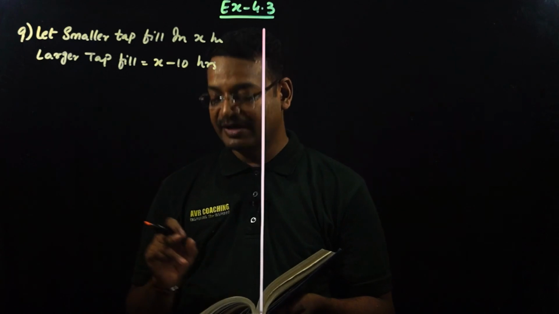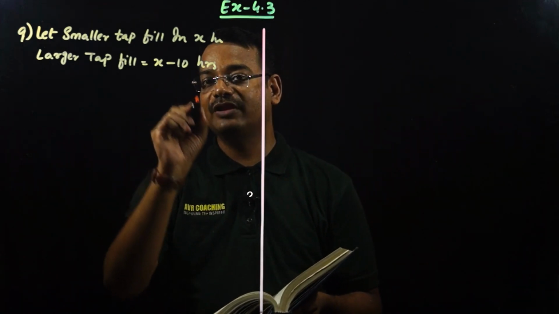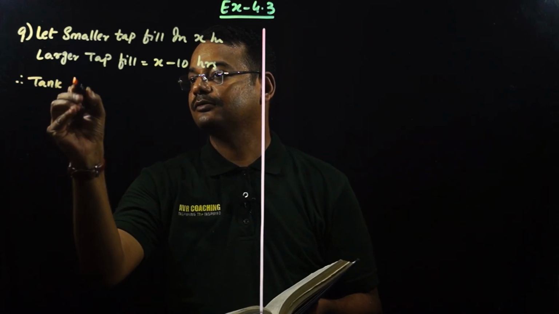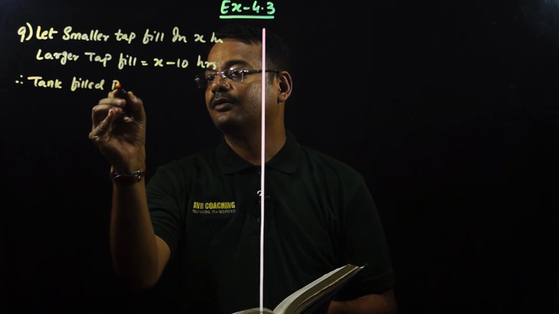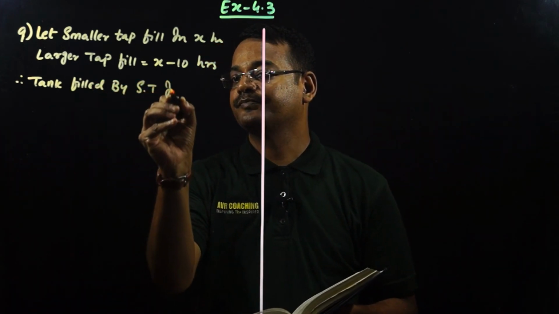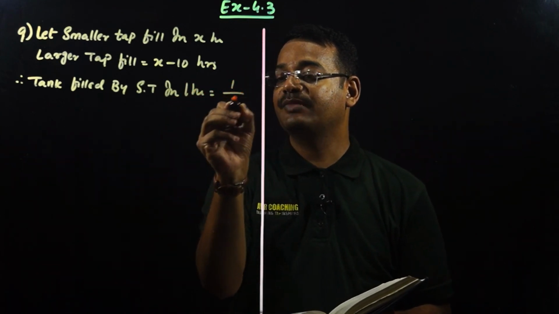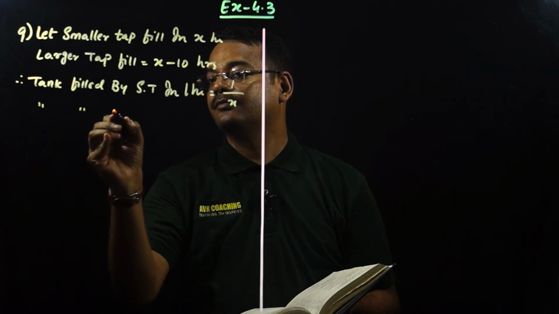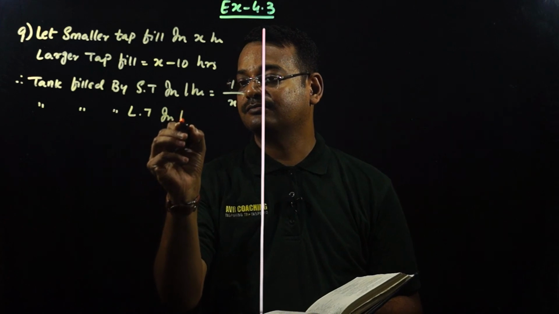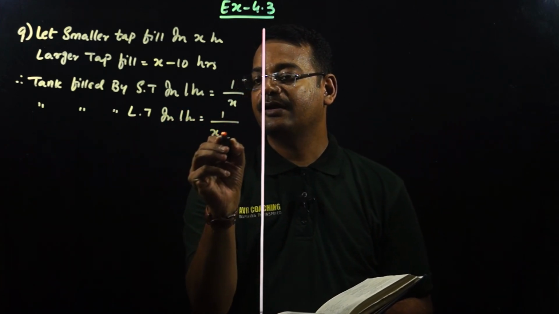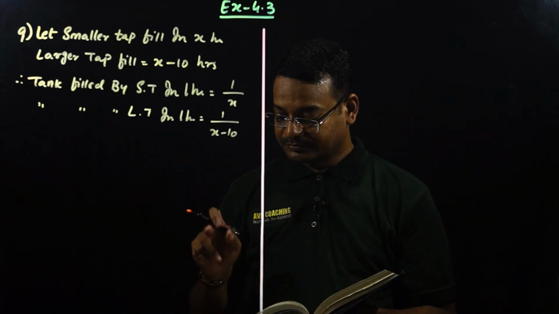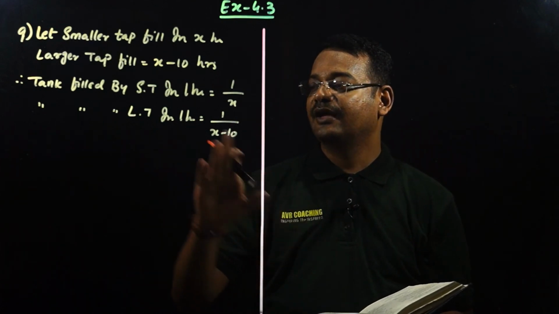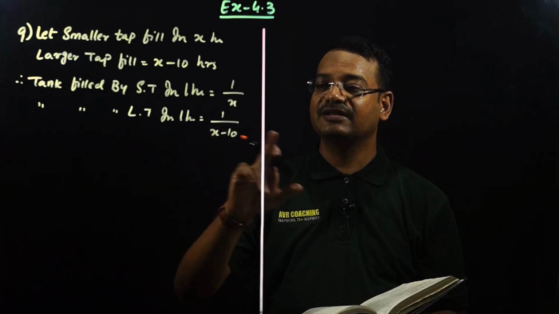Now the tank filled by the smaller tap in 1 hour is equal to 1 by x, and therefore the tank filled by the larger tap in 1 hour is equal to 1 by x minus 10. So in 1 hour, the smaller tap will fill 1 by x of the tank, and the larger tap will fill 1 by x minus 10 of the tank.